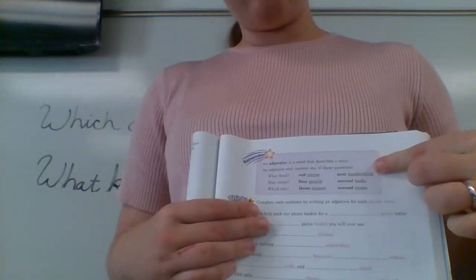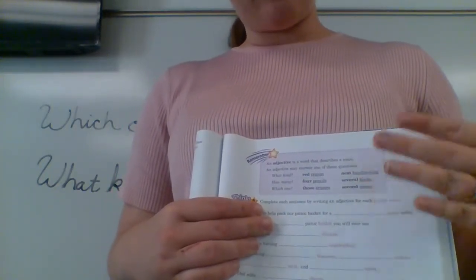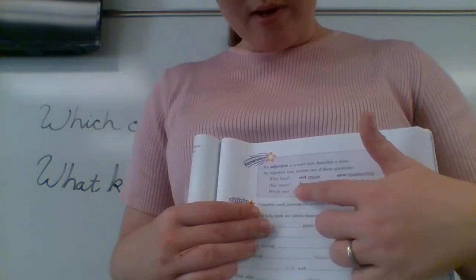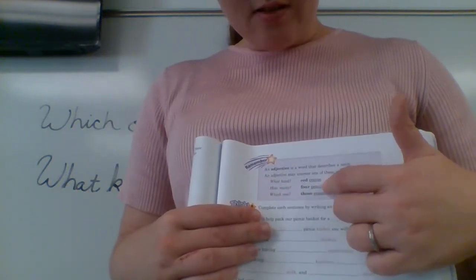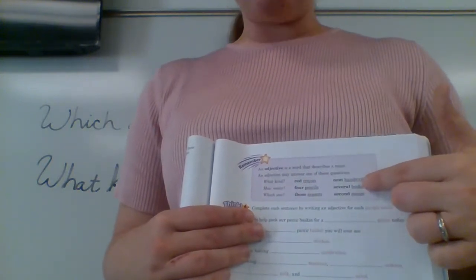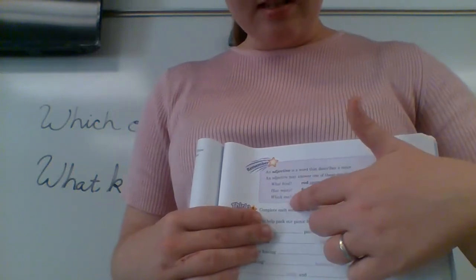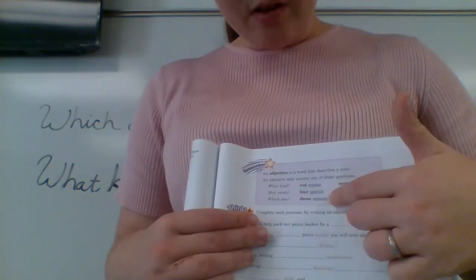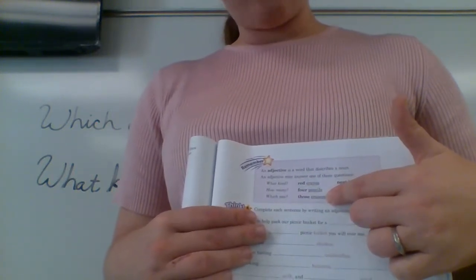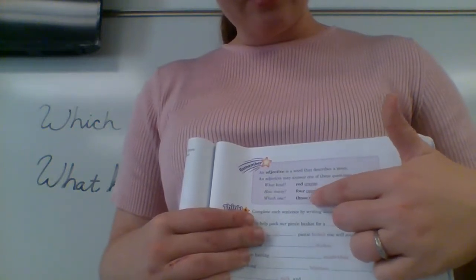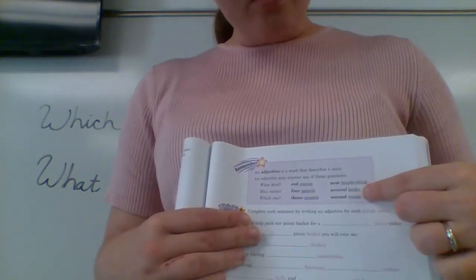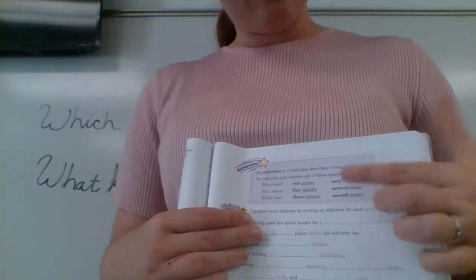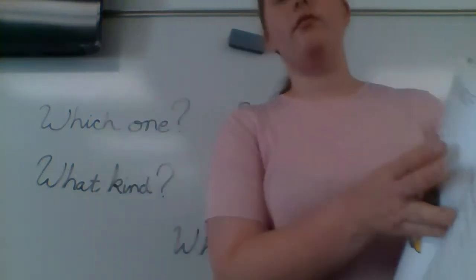Same thing with handwriting. What kind of handwriting? Neat handwriting. Okay, same thing for how many? How many pencils? 4 pencils. How many books? Several books. Same with which one? We have erasers. Which eraser? Those erasers. Which recess? Second recess. Okay, continuing on, things like that.